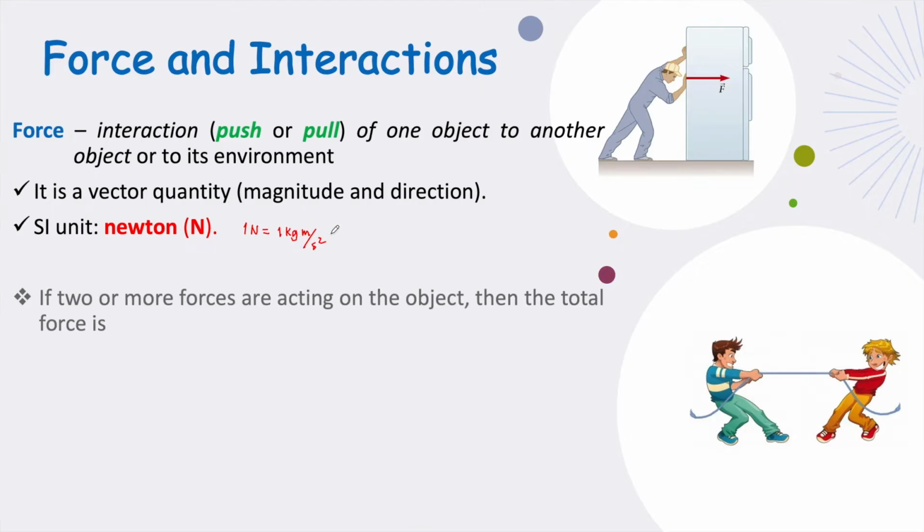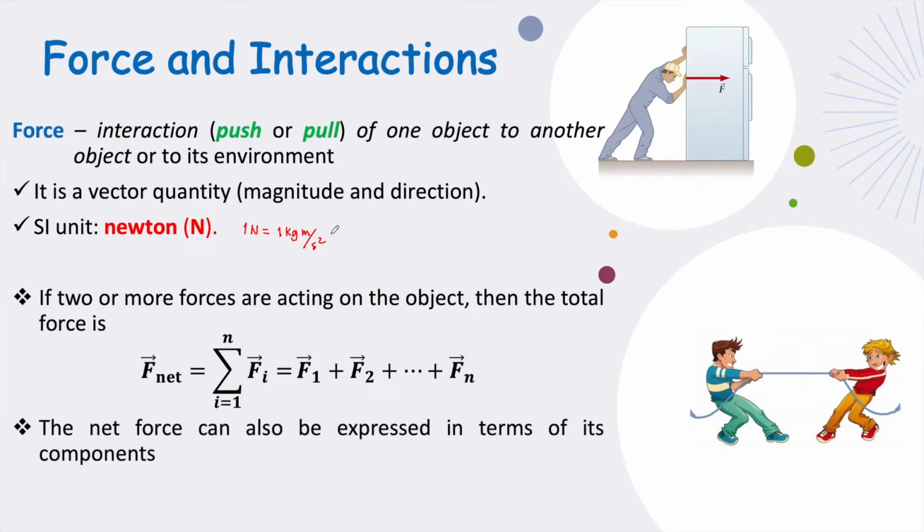So take note that if there are two or more forces acting on an object, the total force is simply the vector sum of those forces, which is also called the net force. And also, the net force can be expressed in terms of its components, such as x, y, and z. Take note that if it's a vector, you need to add the vectors along x, y, and z. These forces can be classified into two.